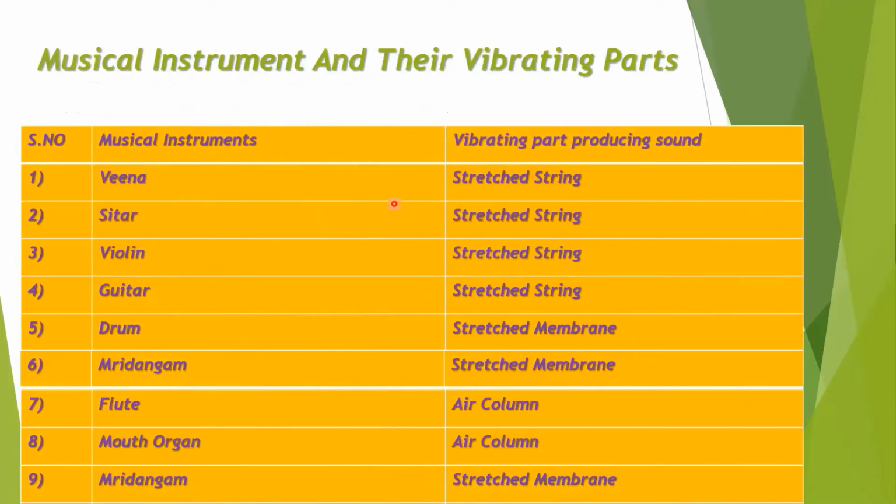Musical instruments and their vibrating parts. Musical instruments like veena, sitar, violin, and guitar produce sound from their stretched string. Now you people would be thinking, how is it possible? When the string is stretched, first it vibrates and then it produces sound. Vibration means the to and fro motion of an object. Musical instruments like drum and mridangam produce sound from their stretched membrane. And musical instruments like flute and mouth organ produce sound from their air column.